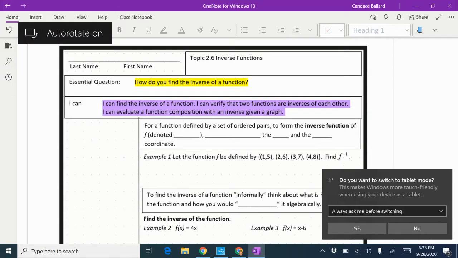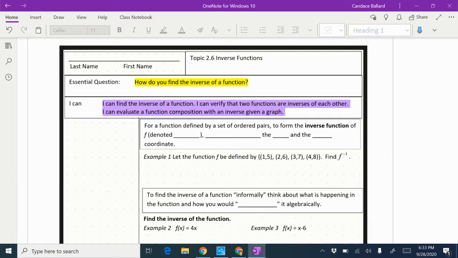Today we're going to be talking about topic 2.6, which is inverse functions, and I apologize for the children in the background. They are getting their baths.